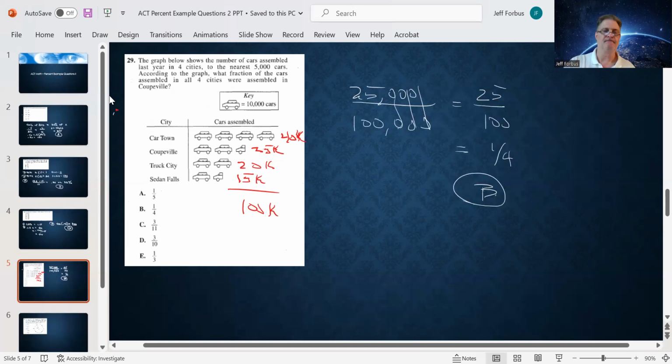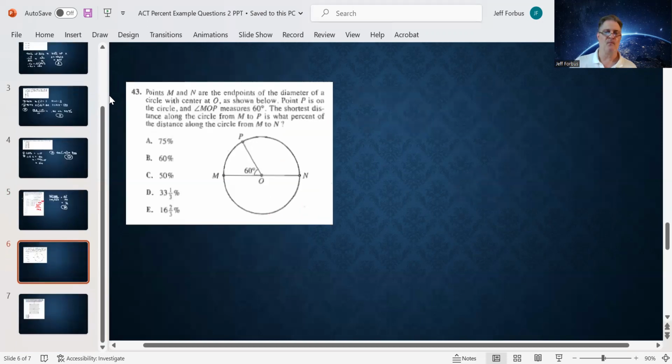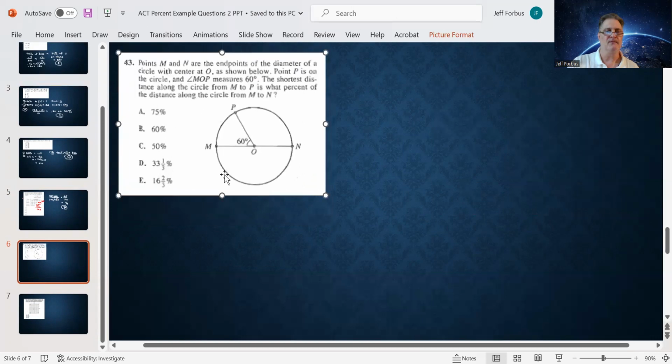All right, next. This one slid down too. All right, that's okay. We'll deal with it. So, we got a circle with 60 degrees showing as a central angle here. And it says points M and N are endpoints of the diameter of a circle with the center O. Point P is on the circle, and angle MOP measures 60. So 60 degrees at O.